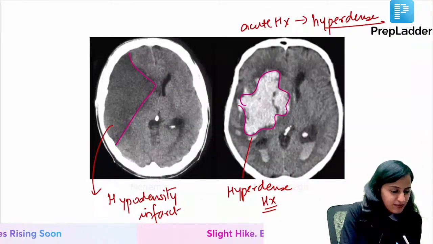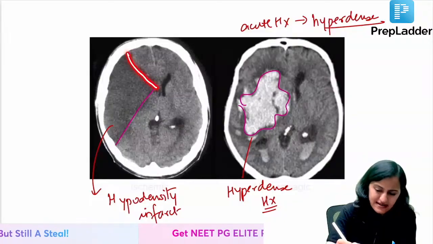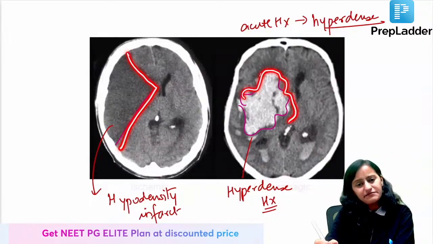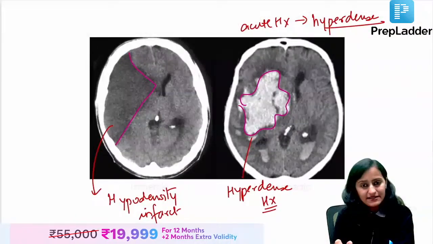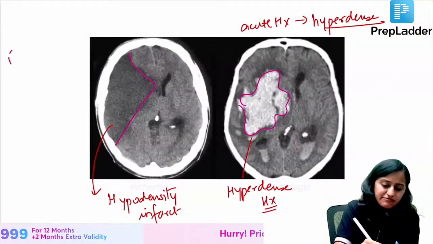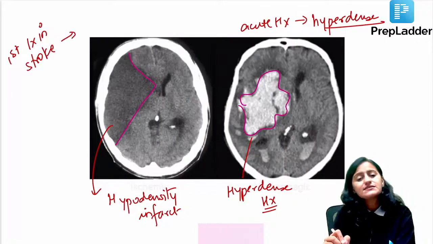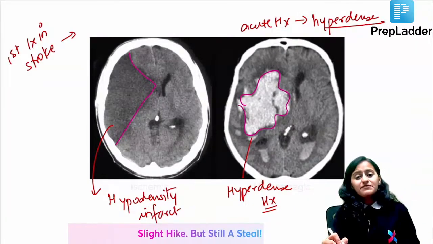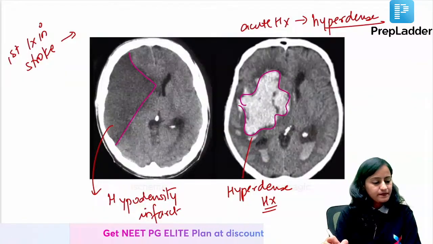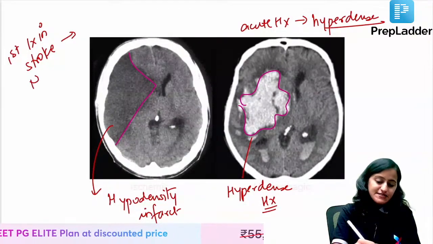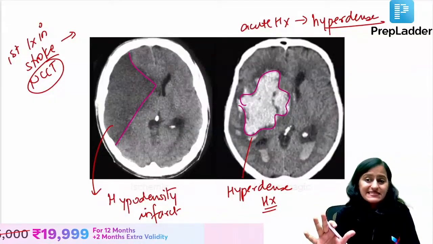Is this clear with everyone? The first one is infarct, which is very well defined. Hemorrhage is more ill defined. So infarct and hemorrhage, you should be able to identify that. If the question is, what is the first investigation that you do in a patient of stroke? First investigation in a patient of stroke is? Very good. It's non-contrast CT to rule out hemorrhage, because if there is hemorrhage we cannot do thrombolysis.